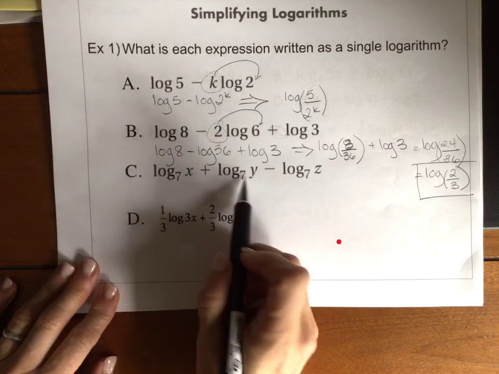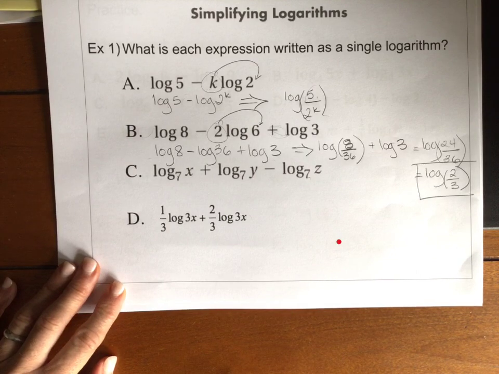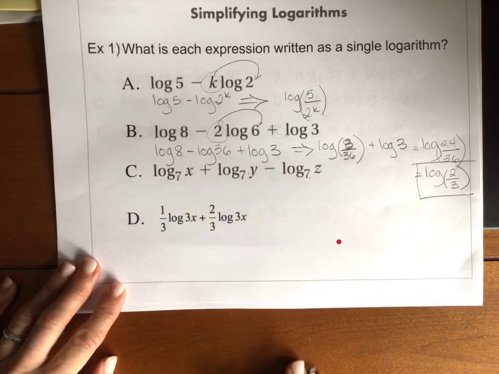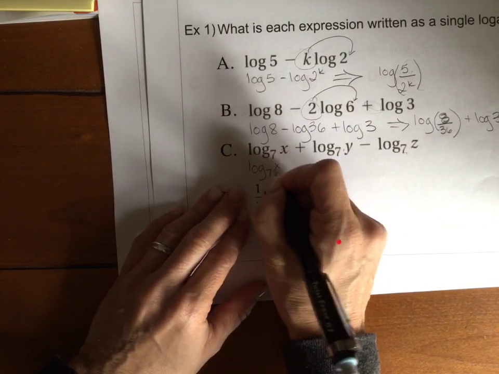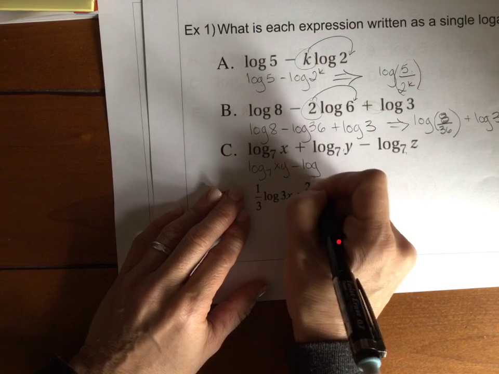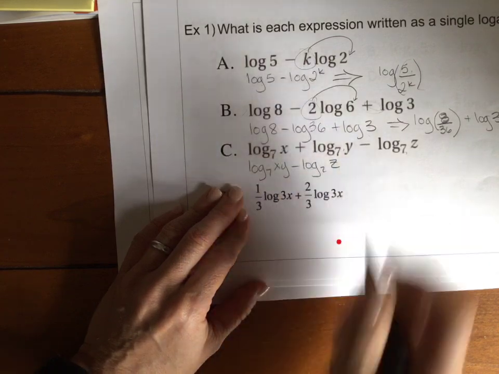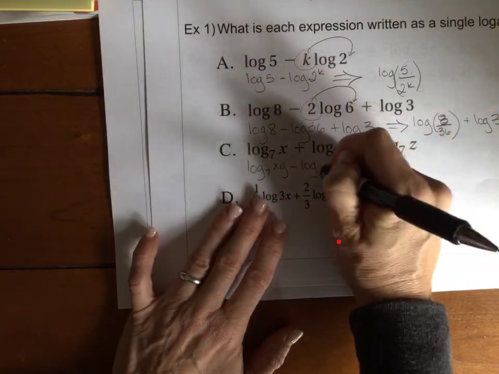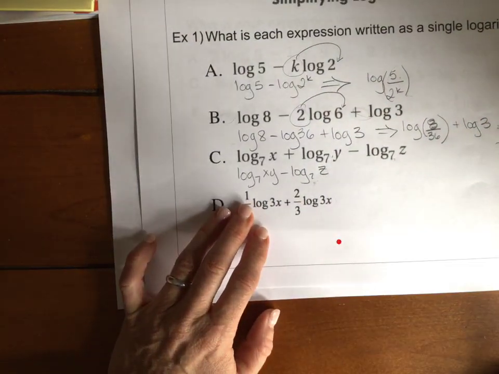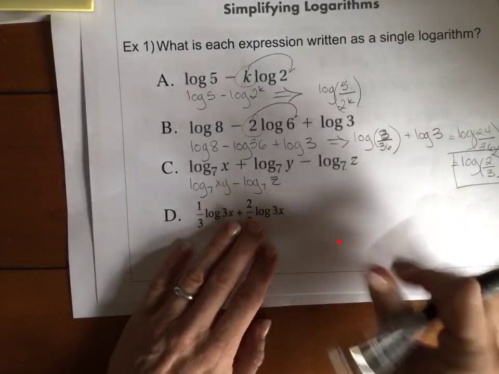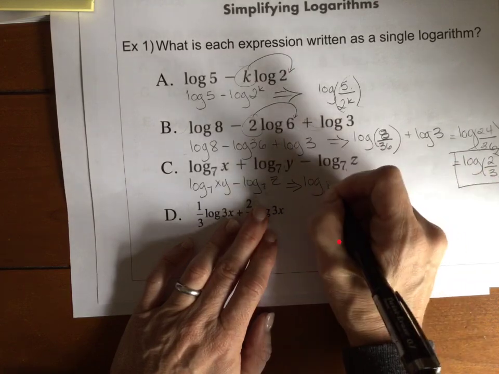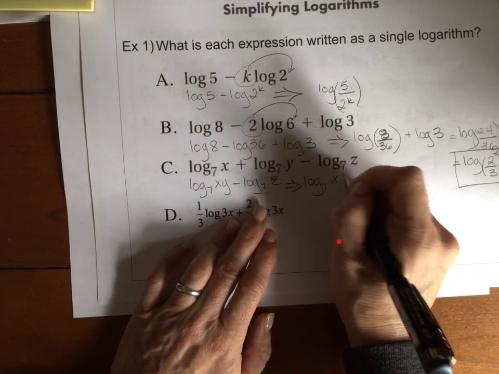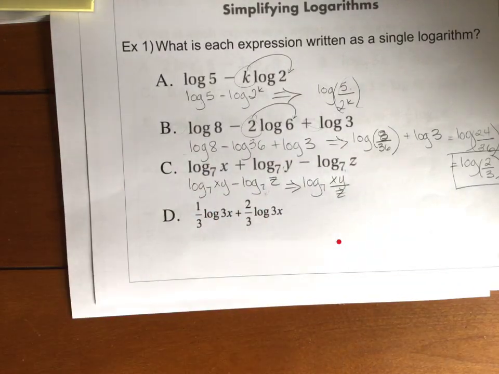Okay, we see here that everything is log base 7. That means I can combine them. This is multiplication. So first step might be log base 7 of x times y minus log base 7 of z. And that should be a 7, not look like a z. All right, subtraction is division. So my final step and final answer is going to be log base 7 of x, y divided by z.